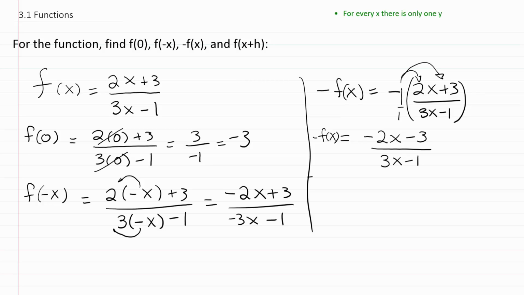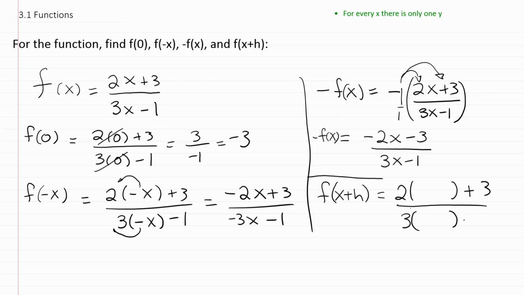And then the last one we're going to look at is f of x plus h. So once again, wherever you see an x in the original function, you're going to leave a little space, right? So we've left a space where all the x's used to be, and in the place of the x, we're going to put x plus h. So we'll have x plus h, x plus h. All right, and from there, it's just a matter of distributing and simplifying if possible.